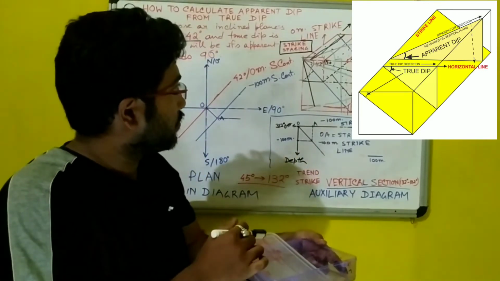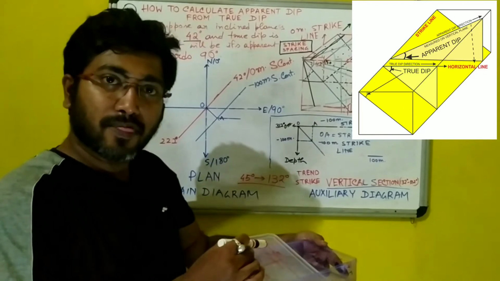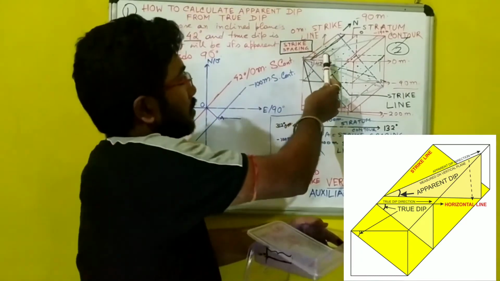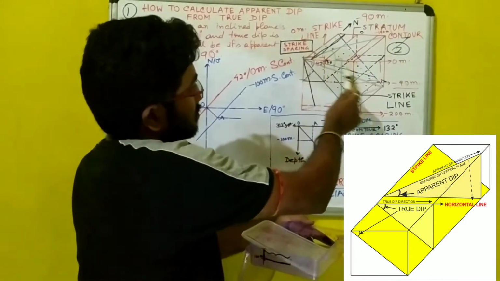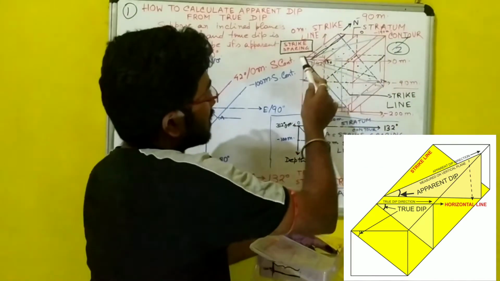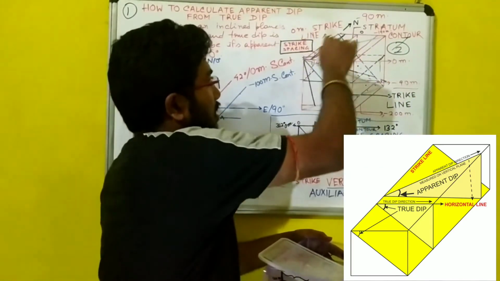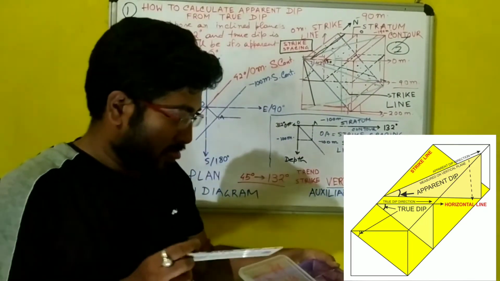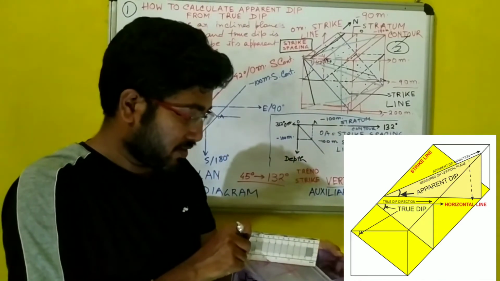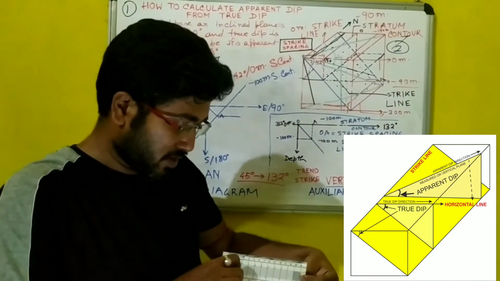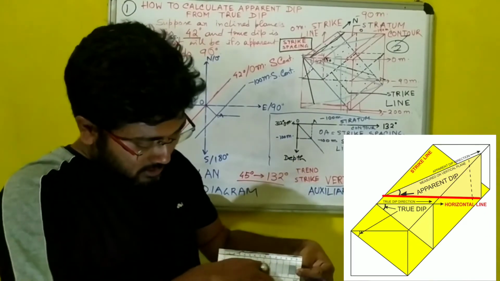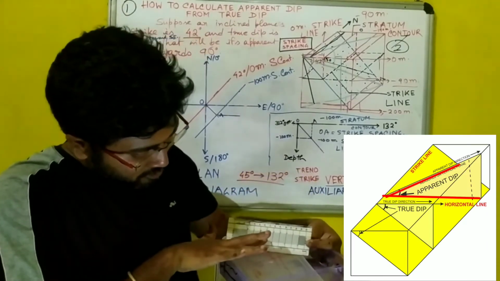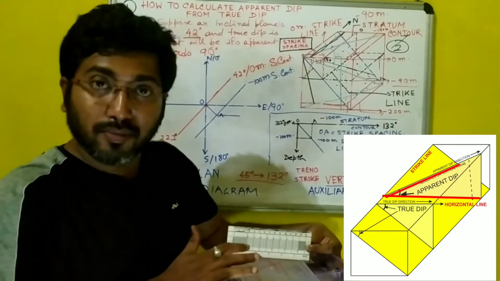So I need to measure this angle. Suppose this plunge of this line I have to measure on a vertical plane diagonal to this cube. Now I have to measure the apparent dip along this vertical plane. Along this vertical plane, this is the line whose plunge I have to measure, that is the apparent dip, and this is the horizontal line. So this angle we have to measure.